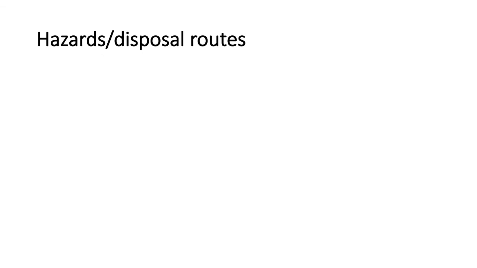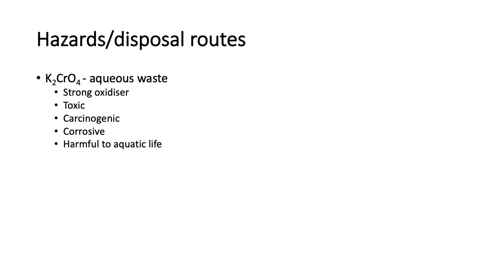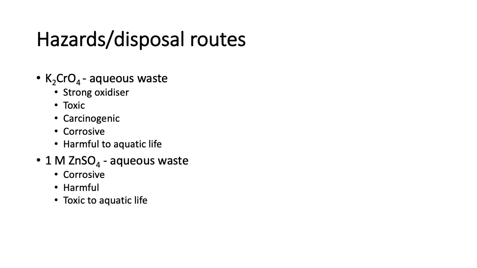So these are hazards and disposal routes. Potassium chromate, disposed in the aqueous waste. It's a strong oxidizing agent, toxic, carcinogenic, corrosive, harmful to aquatic life, so wear gloves and dispose correctly. 1 molar solution of zinc sulfate, it's corrosive, harmful, and toxic to aquatic life. Same thing, really. Gloves and dispose of it correctly. And then sodium hydroxide, which is corrosive, and aqueous waste.